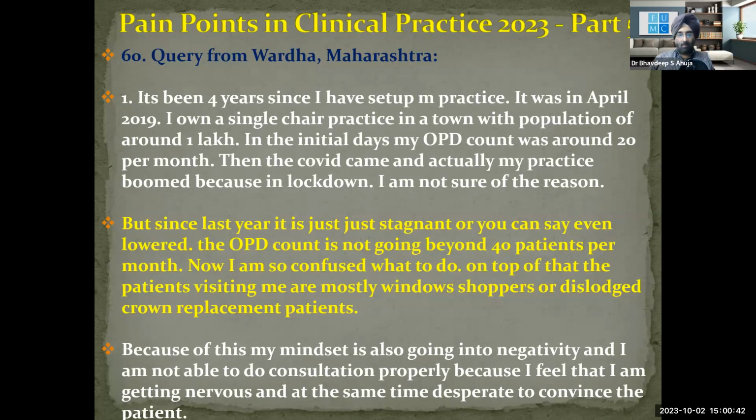Then COVID came and actually my practice boomed because of the lockdown. I'm not sure of the reason. But since last year, it is just stagnant, or you can say even lower. Now the OPD count is not going beyond 40 patients per month. Now I'm so confused what to do. On top of that, the patients visiting me are mostly window shoppers or dislodged crown replacement patients. Because of this, my mindset is also going into negativity, and I'm not able to do consultation properly because I feel I'm getting nervous and at the same time desperate to convince the patient.